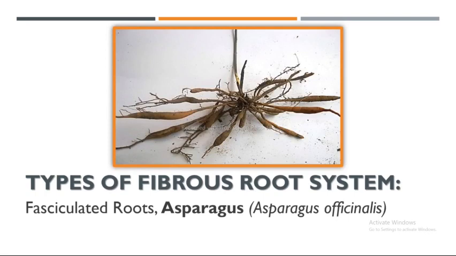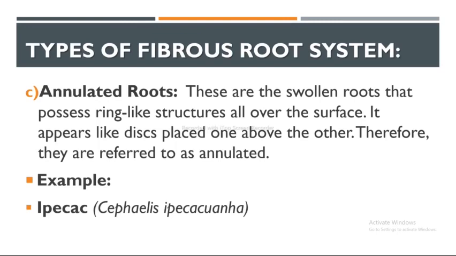Types of the fibrous root systems include the fasciculated roots, and fasciculated roots include the example of asparagus. Asparagus is also known as Asparagus officinalis, as shown in the figure. The third type is annulated roots. These are the swollen roots that possess ring-like structures all over the surface. They appear like discs placed one above the other. Therefore, they are referred to as annulated.